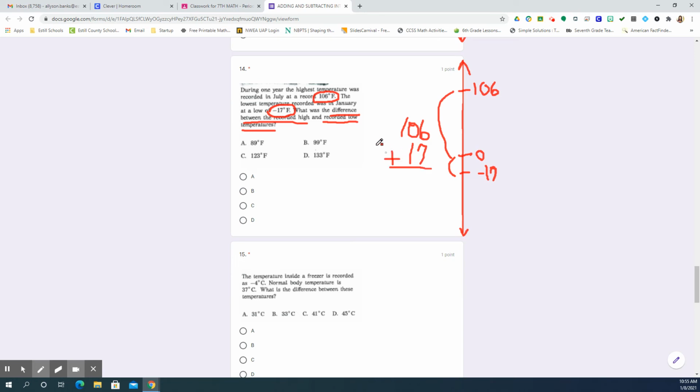Now, you may be saying, well, Miss Banks, that's a negative 17. But if you subtract that, you're going to be subtracting 17 from the 0. Let me show you how to write this as an equation. You would say 106. The difference is a subtraction word, so I'd say minus, and then negative 17.